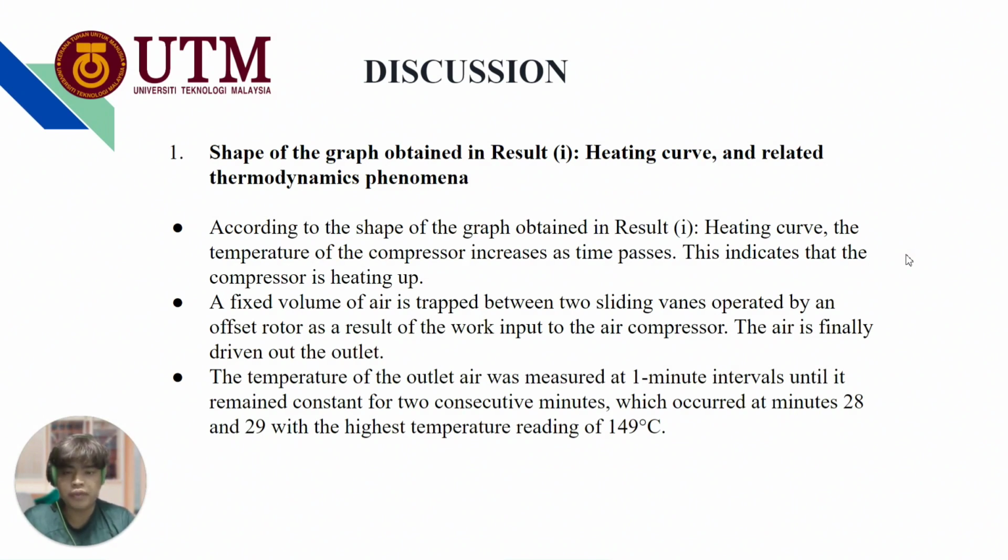A fixed volume of air is trapped between two sliding vanes operated by an offset rotor as a result of the work input to air compressor. The air is finally driven out the outlet. The temperature of the outlet air was measured at 1 minute interval until it remained constant for 2 consecutive minutes, which occurred at minutes 28 and 29, with the highest temperature reading of 149 degrees Celsius.